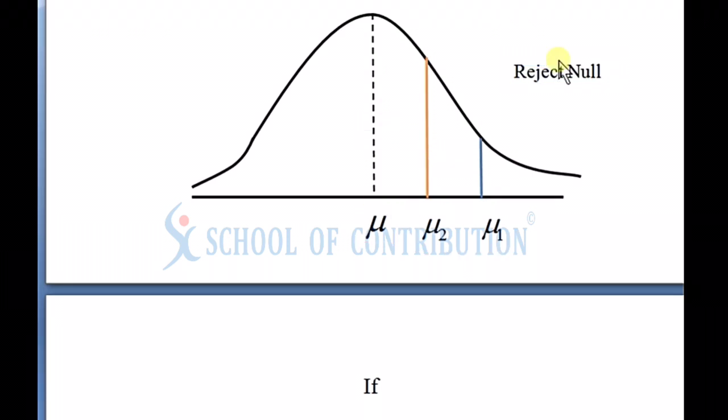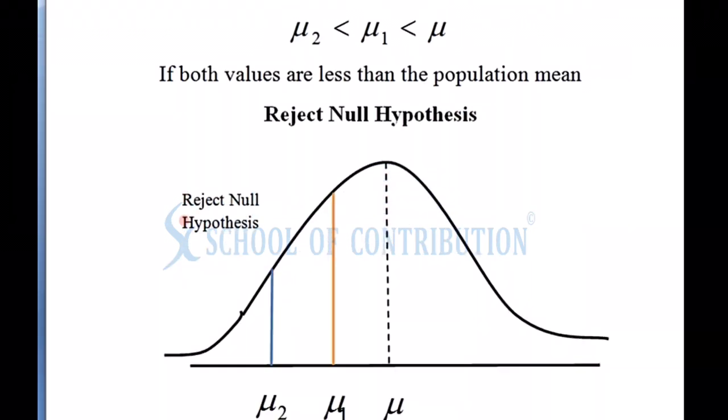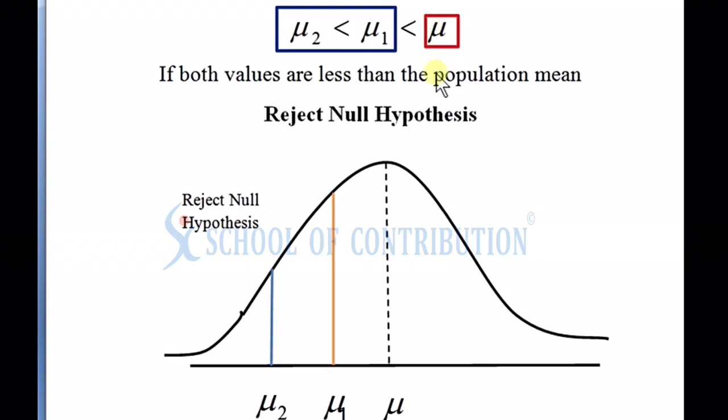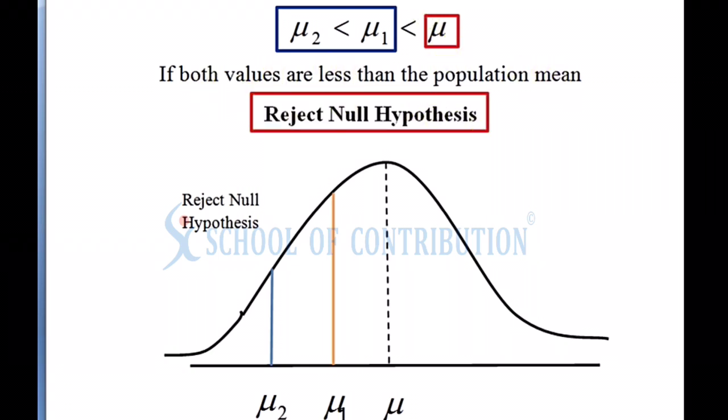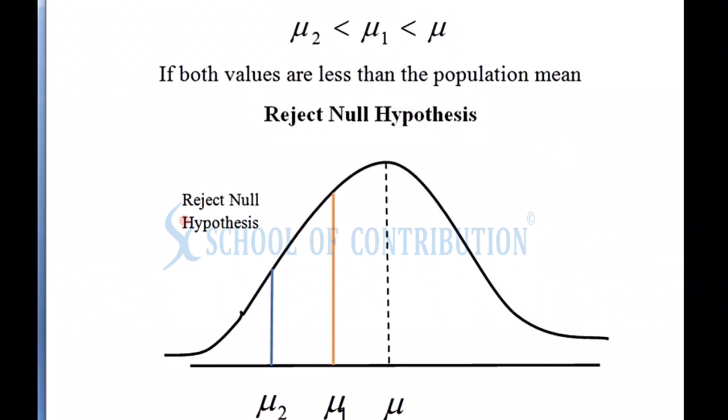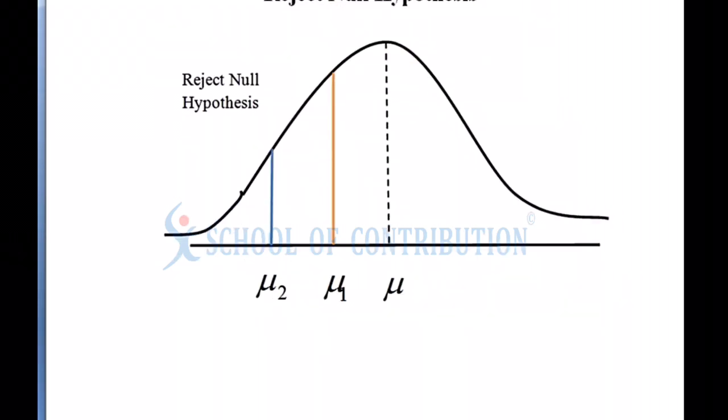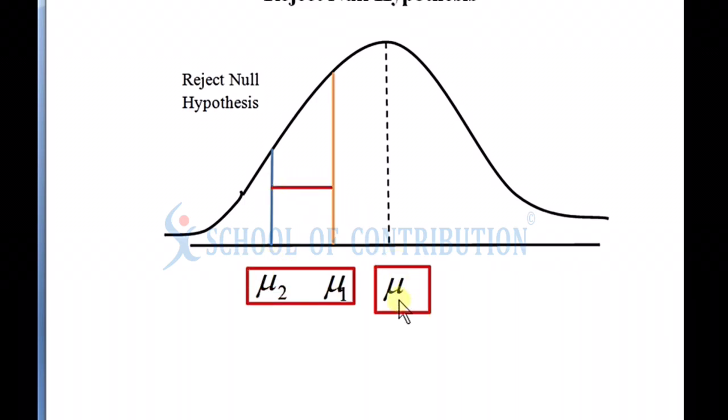In the third case, it could be that both interval values are less than the population mean, mu. In that case we also reject the null hypothesis, because both values are less than the population mean. If we show this result graphically, we see that this is our population mean and both values are here, and this interval does not contain our population mean, because our population mean is located over here. Since our interval does not contain the population mean, we reject the null hypothesis.